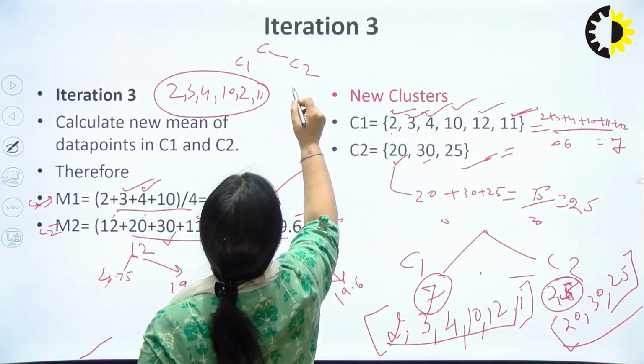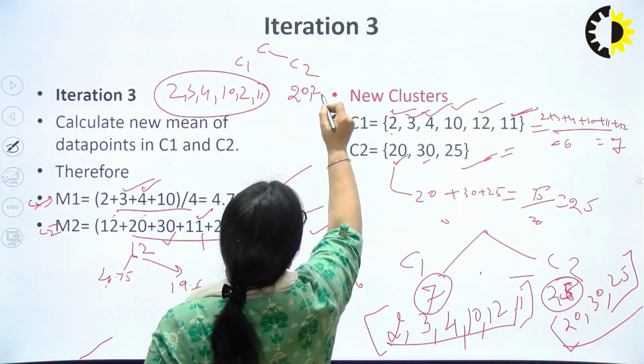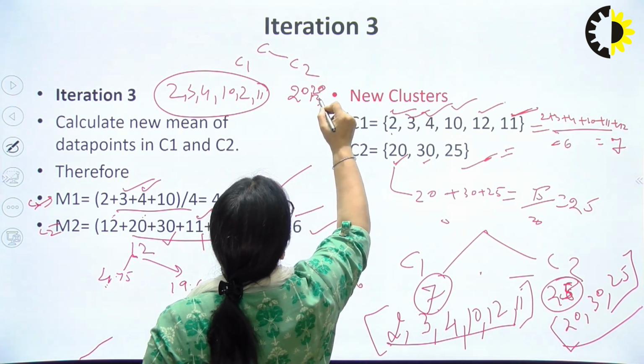And what is our C2? What are the clusters formed? The second cluster consists of which elements? 20, 30 and 25.